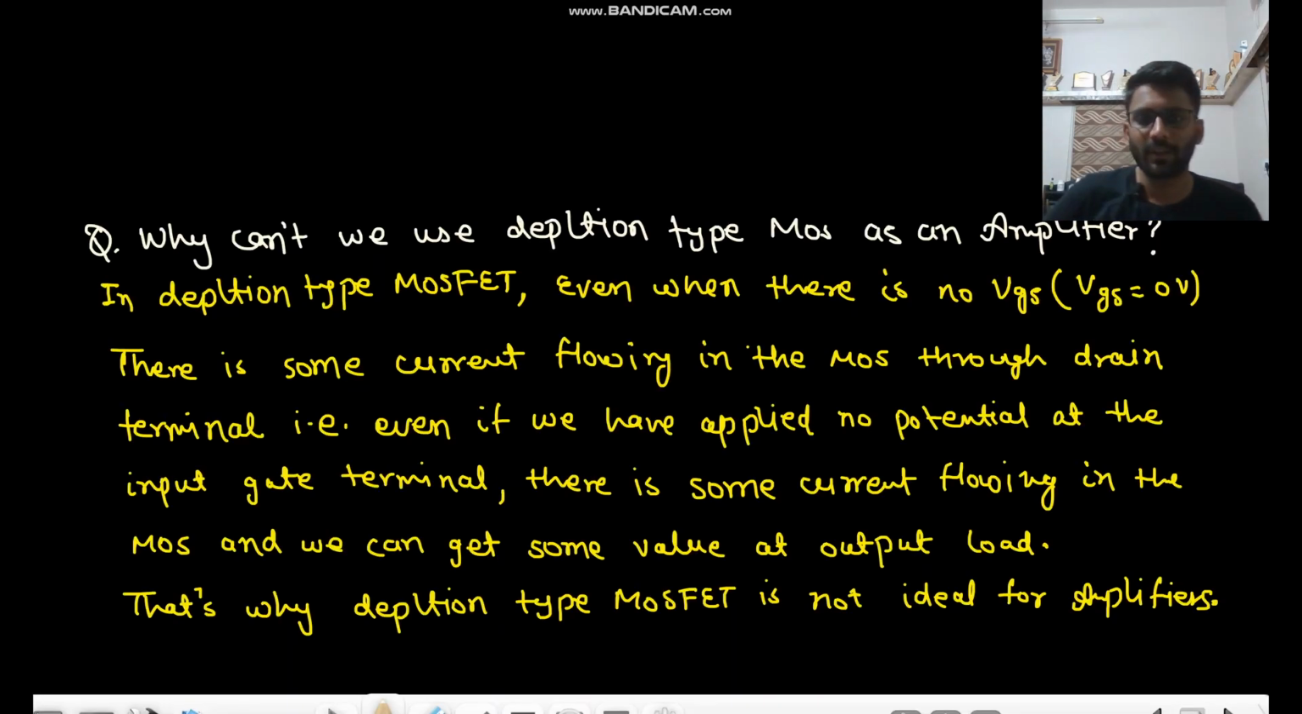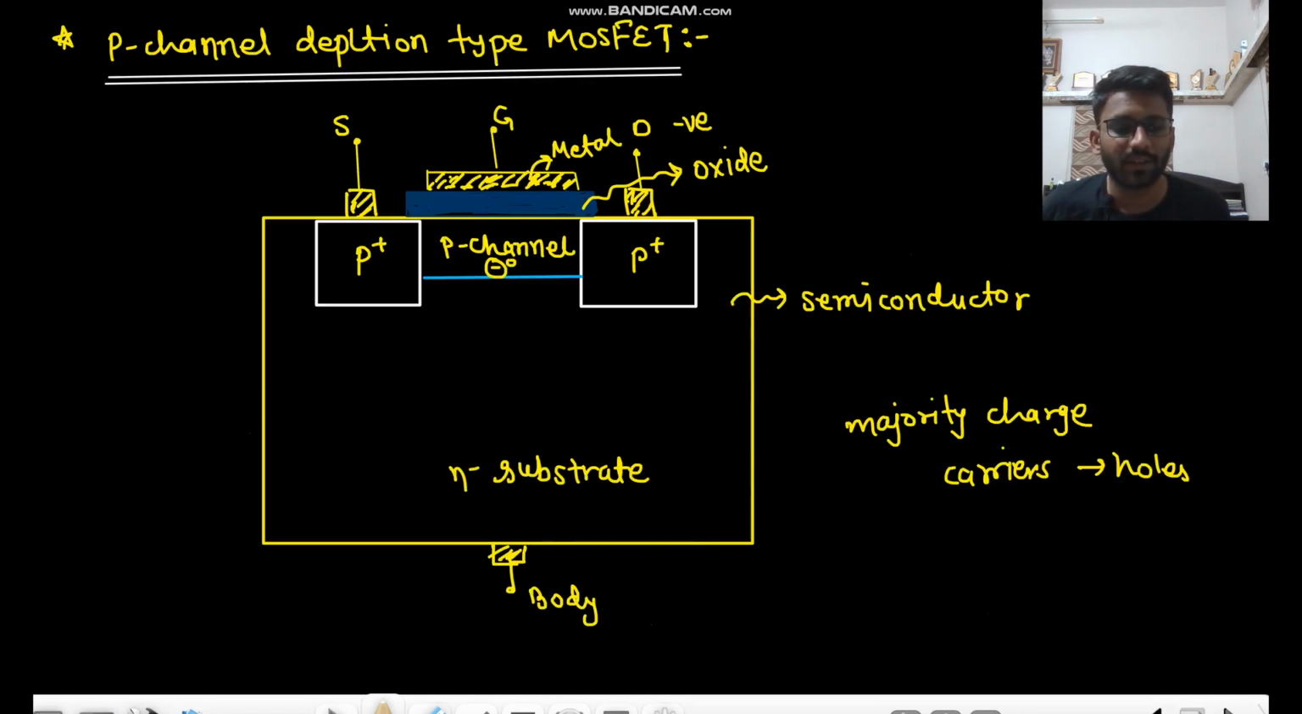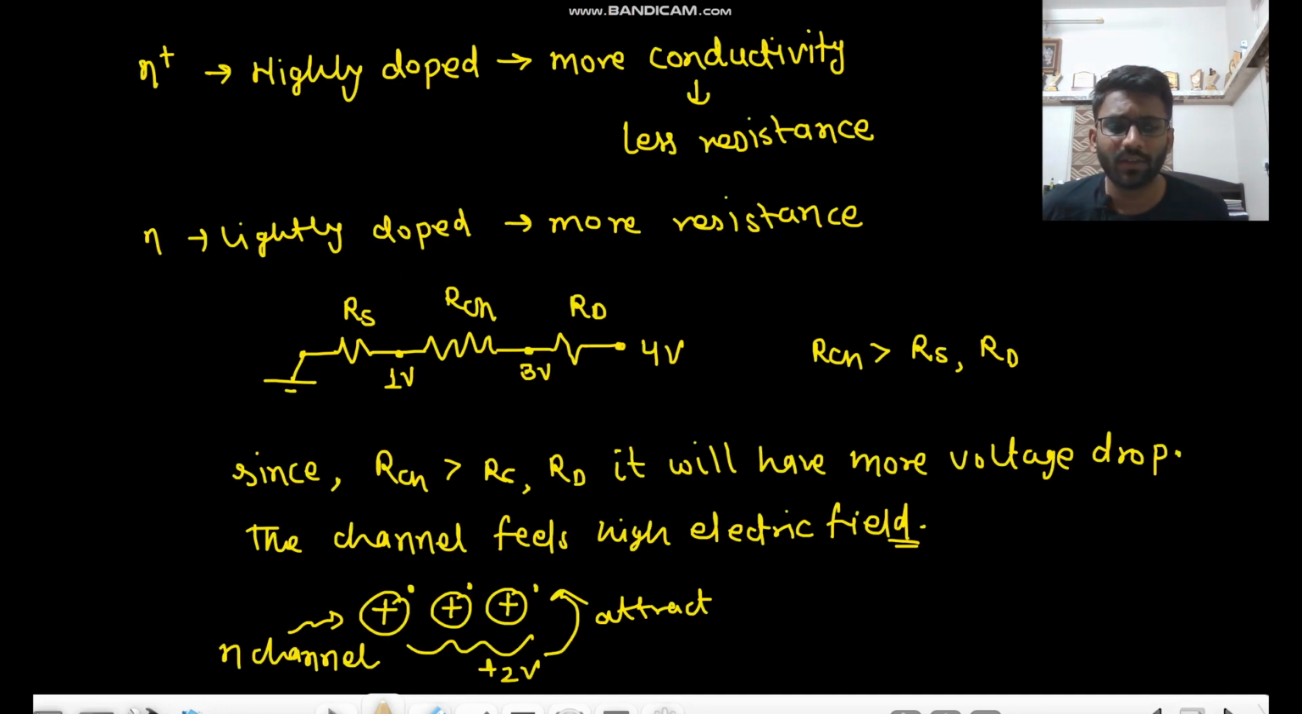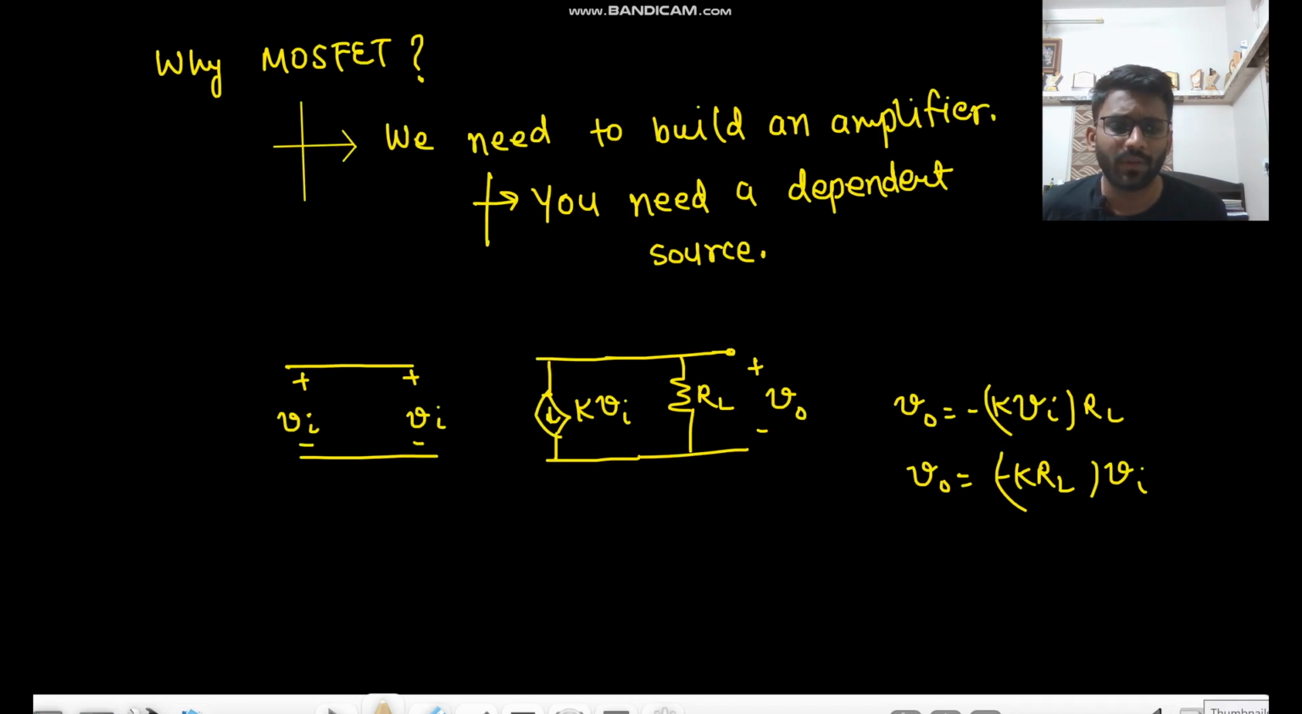Hello everyone. So now our question is, why can't we use depletion type MOSFET as an amplifier? In the very first video, I told you why we are making the MOSFET: to make it an amplifier. In this we need a certain input value, and there should be a dependent source, whether it is current or voltage.